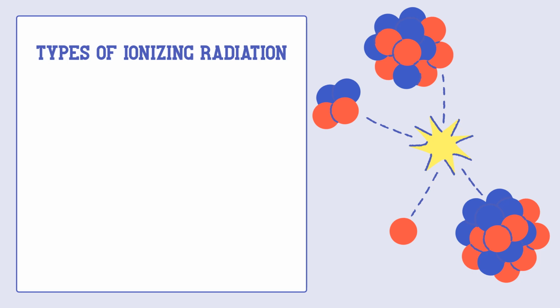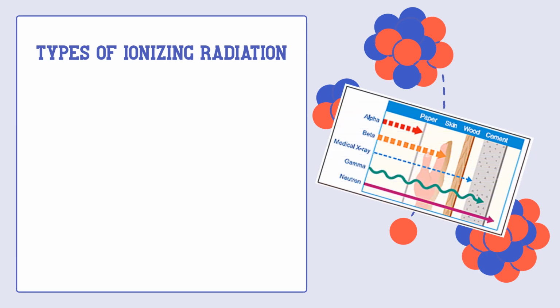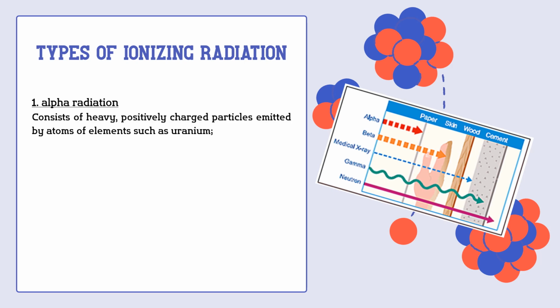Types of ionizing radiation. The most common types of ionizing radiation are: 1. Alpha radiation. Alpha particle is simply the nucleus of helium. It consists of 2 protons and 2 neutrons. Because of their charge and large mass, alpha particles are easily absorbed by materials, and they can travel only a few centimeters in air.